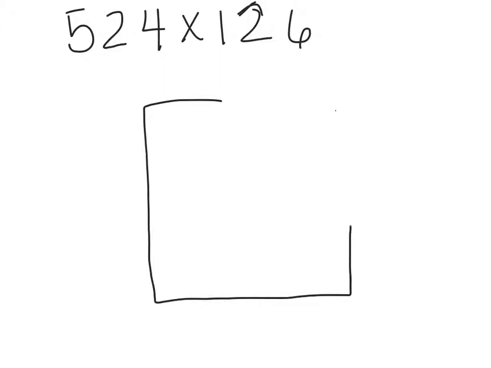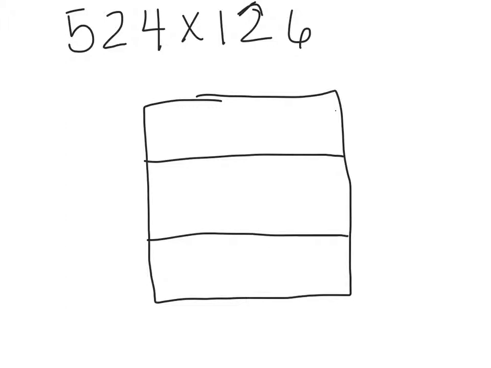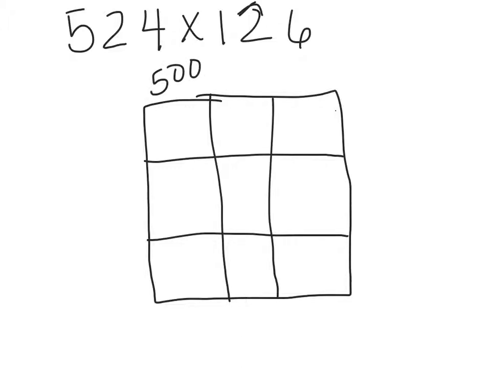Because I have 3 digits by 3 digits, I'm going to draw my 9 squares. I'm going to start with my first number and break it apart based on place value across the top. I have 500, 20, and 4. And then down the side, I'm actually going to drop down to the bottom and label my bottom row 100. My middle row is still 20, and my top row is 6. I'm going to do it this way for a specific reason, so keep watching, please.